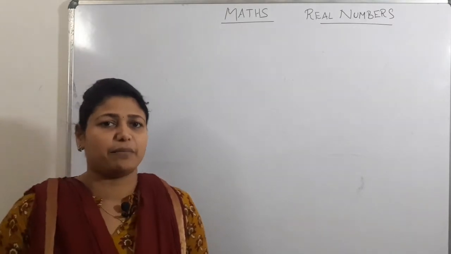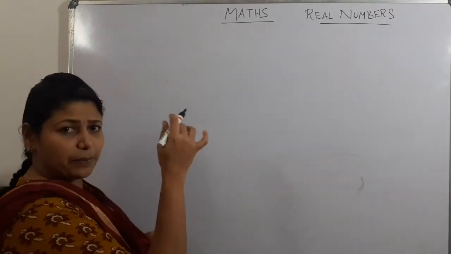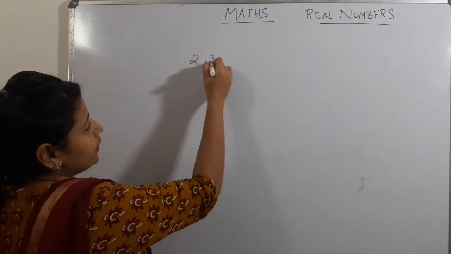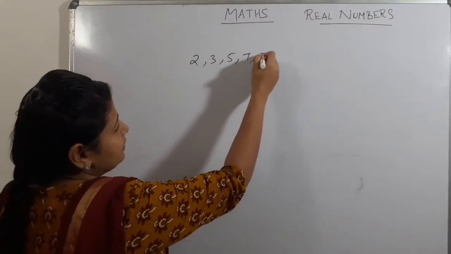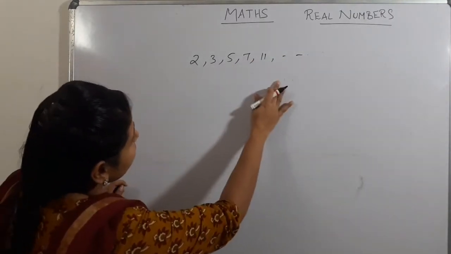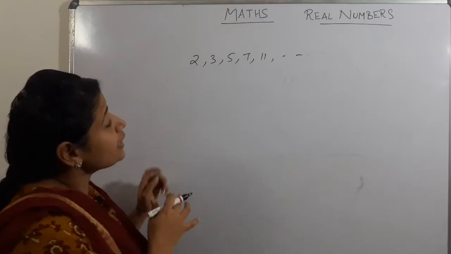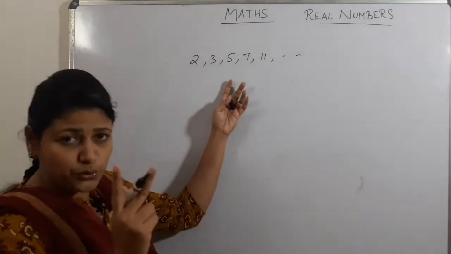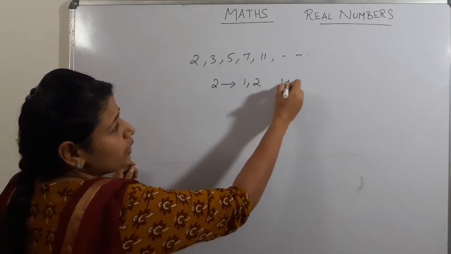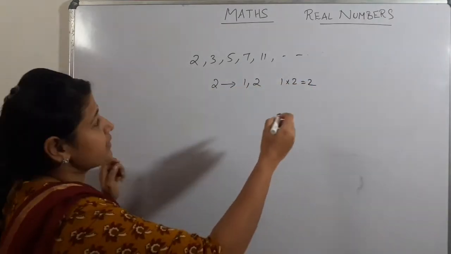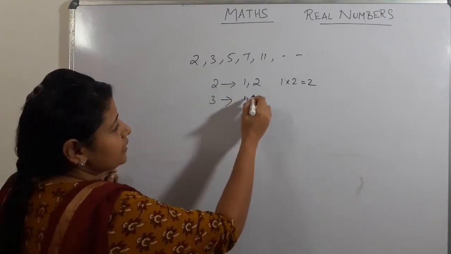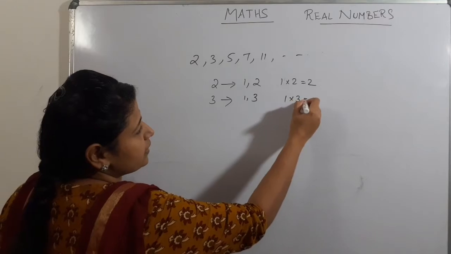I will show you some examples. You have heard about the prime numbers. The prime numbers are 2, 3, 5, 7, 11, etc. What is the common feature of these numbers? All these numbers have only two factors. That means 2 has two factors, 1 and 2. Only 1 into 2 is 2. Am I right? If you are writing 3, 3 has only two factors, that is 1 and 3. That means 1 into 3 is 3.